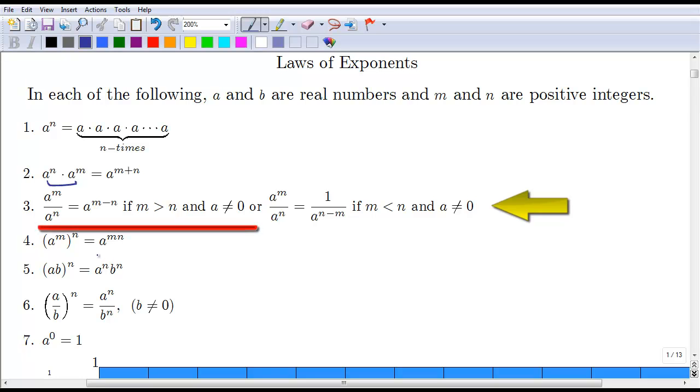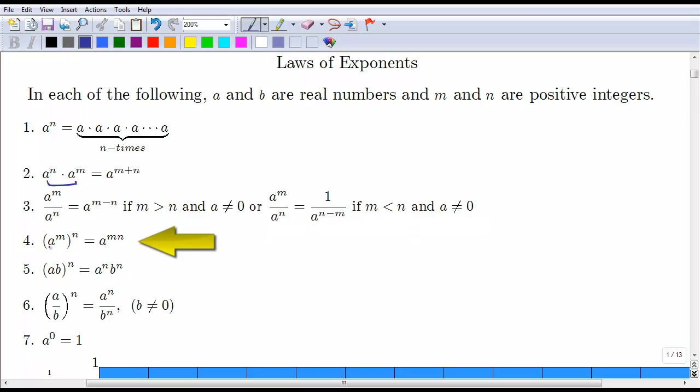A lot of times it's easier, if we want to keep positive exponents, to say that if the numerator has the higher exponent, then we end up with the numerator exponent minus the denominator exponent. And if the denominator has the highest exponent, then we subtract them as well. We do the denominator minus the numerator exponent, but we keep it in the denominator because it ends up being a negative exponent.